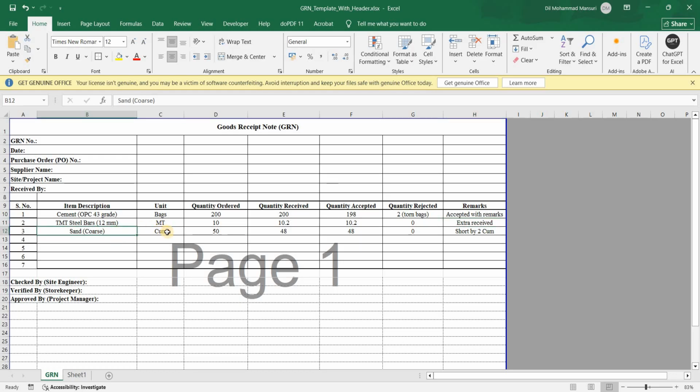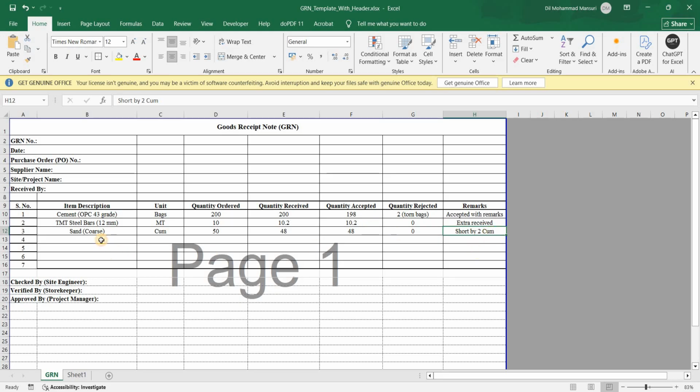Similarly, sand poles. It was supposed to deliver 50 cubic meters, but we received only 48 cubic meters. So the accepted quantity is 48, because we received only 48 cubic meters of sand. We did not reject any quantity. So there was a shortfall of 2 cubic meters.